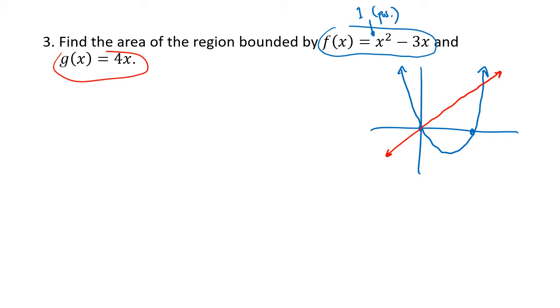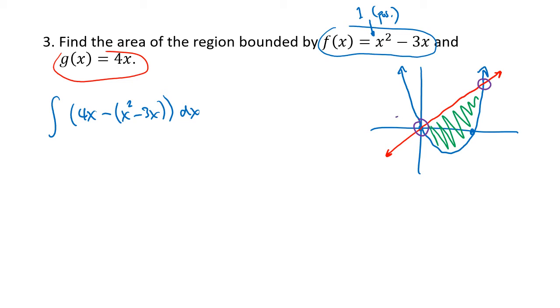Now that we've graphed our region, we can tell that the line is going to be on top and the parabola is going to be on the bottom. So as we go to set up our integral, we know that the line function, y equals 4x, should be the first function that we write, and the parabola function, x squared minus 3x, should be the second function. Now the only thing that's left to figure out are the starting and ending points of my area.